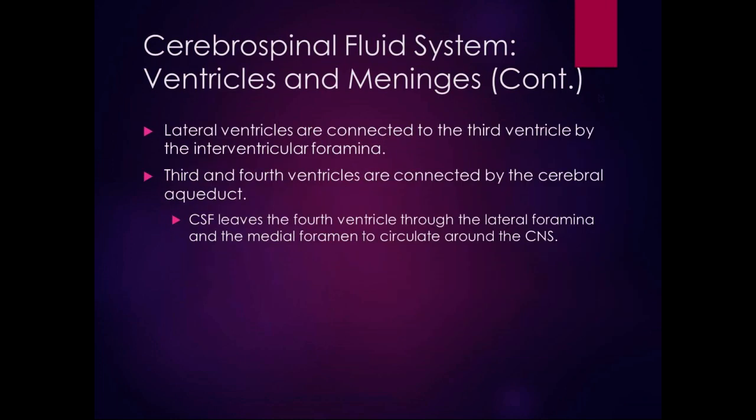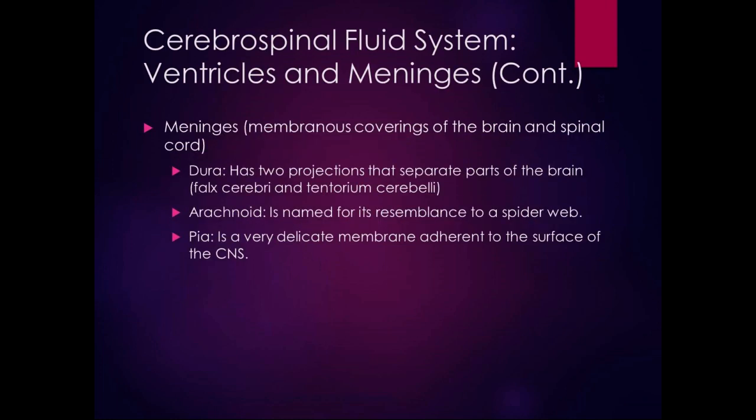So the lateral ventricles are connected to the 3rd ventricle by the interventricular foramina. The 3rd and 4th ventricles are connected by the cerebral aqueduct. The CSF leaves the 4th ventricle through the lateral foramina and the medial foramen to circulate around the CNS. It's a one-way circulation, and when we get to the support systems chapter, we will talk more about the path that the CSF takes and the importance of its function.